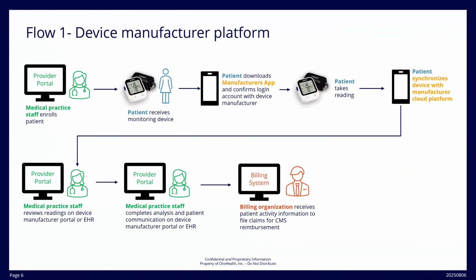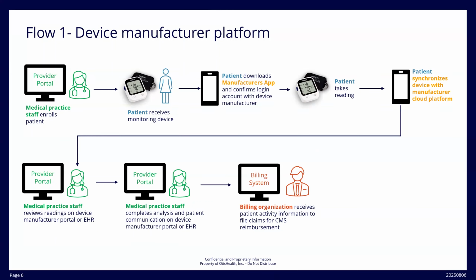So this is an example of one flow. In this case, a provider enrolls a patient using some type of provider portal. Then the patient receives a monitoring device. Either they acquire it themselves or the provider gives it to them. Then the patient downloads the manufacturer's app. That's the app that's provided by the manufacturer of the monitoring device. Then they establish an account. They take some readings. The patient syncs the device with the manufacturer's cloud platform, and then the manufacturer will send data back to the patient, to the medical practice's portal or their EHR.